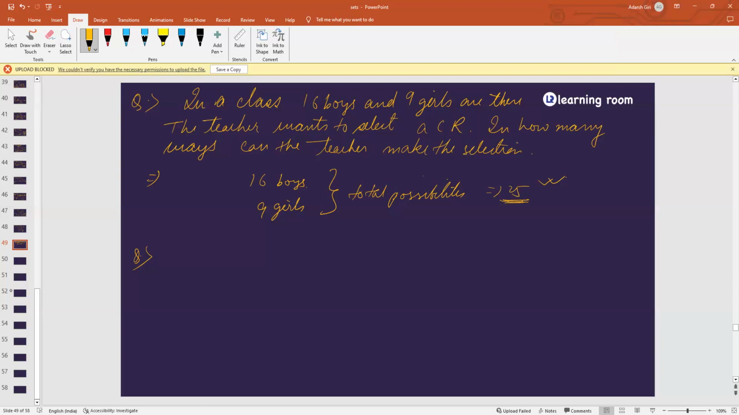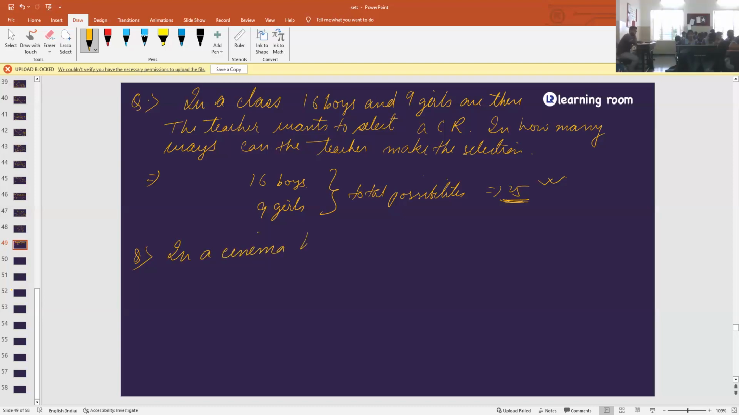Now if we add some condition in there, for example, some boys can't be made the CR due to some reasons, or some girls can't be made the CR due to some reasons, then it becomes difficult. In that case we have to apply permutation. To make this kind of question difficult, I'll be giving you another question.